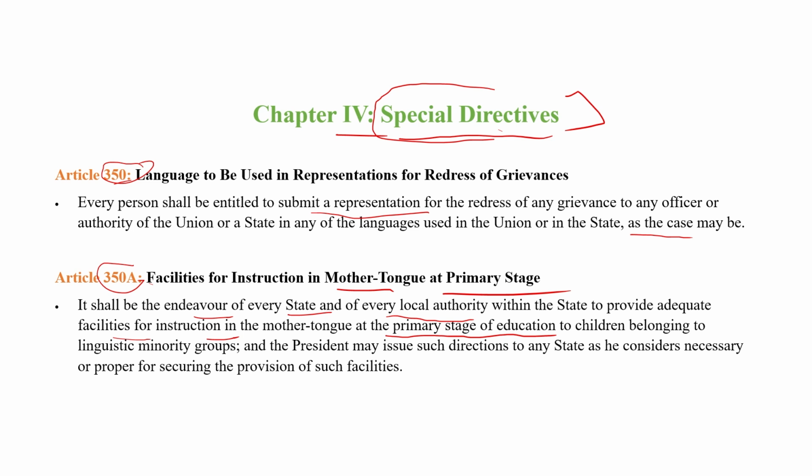And also the President may issue such directions to any state as he considers necessary or proper for securing the provision of such facilities. So under Article 350A, on primary level education, the mother tongue must be used, and the President has the power to make rules related to this provision.